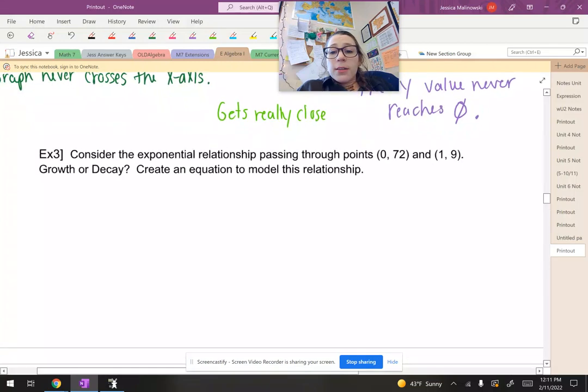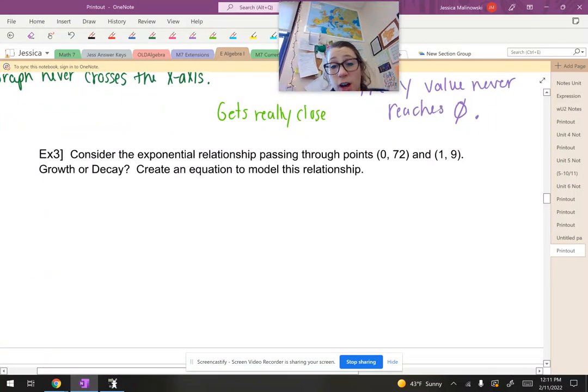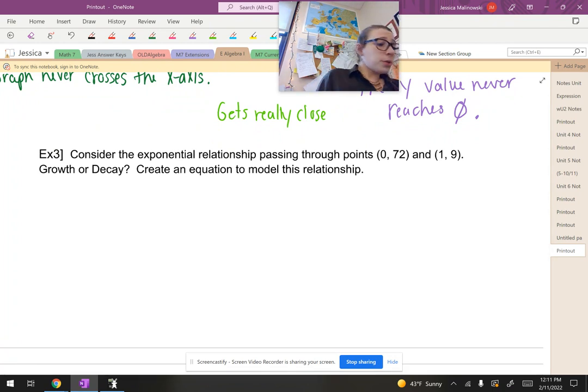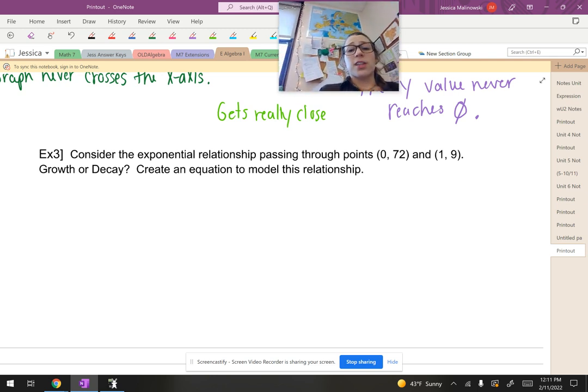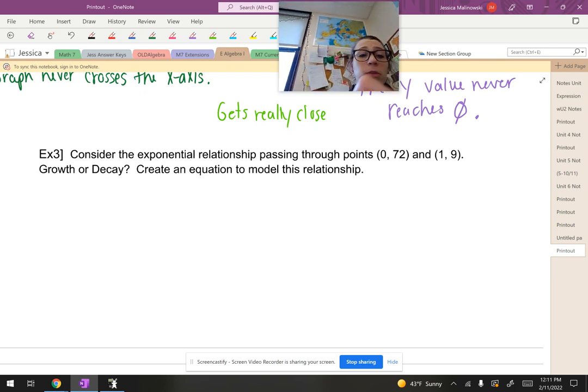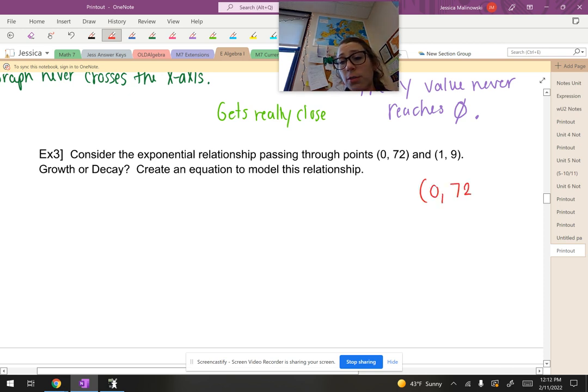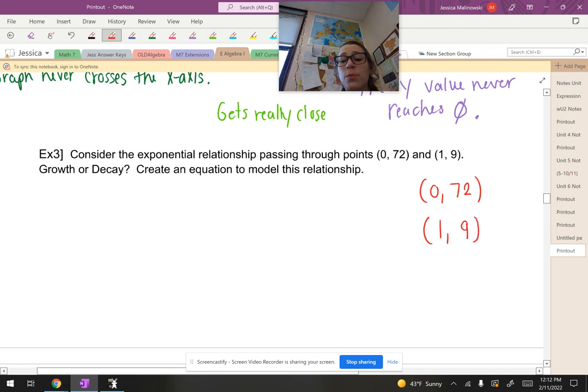Okay, last but not least here for 7-3, we're going to finish this off with example number 3. So we are going to consider the exponential relationship that passes through the points (0, 72) and (1, 9). They're asking you first if this is growth or decay, and to then create an equation. So I'm going to take a look at those 2 points because that's the only thing they give me. (0, 72) and (1, 9).